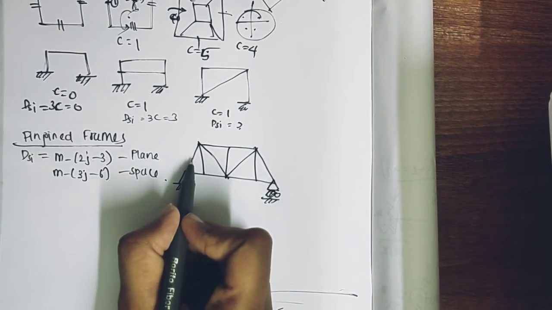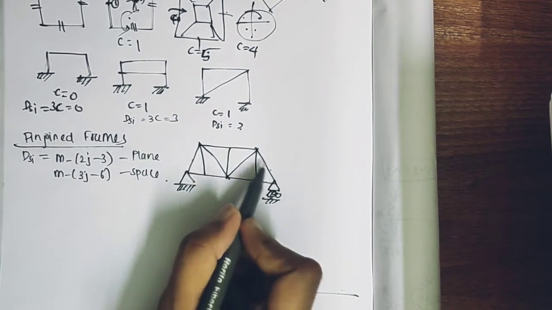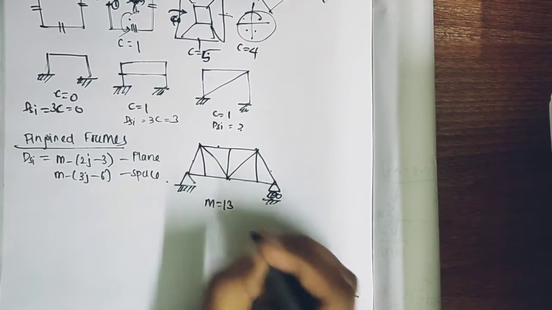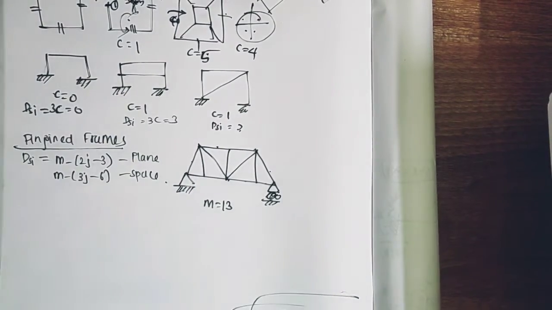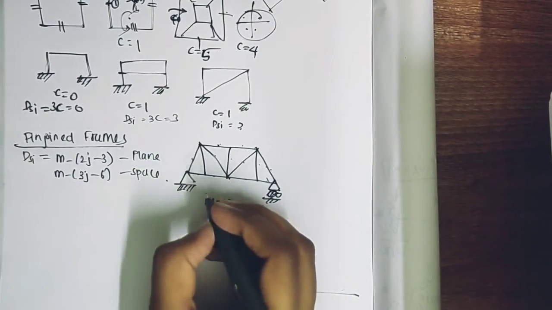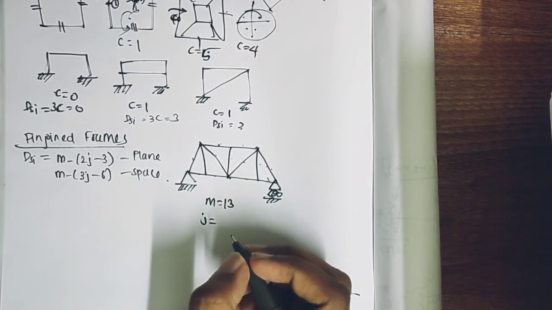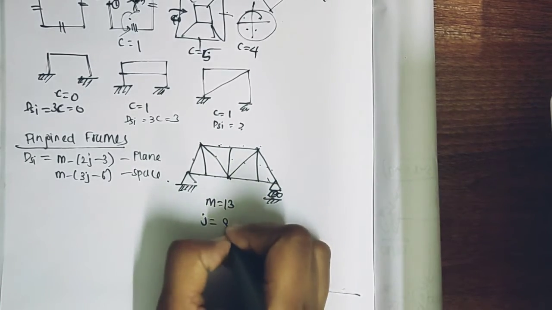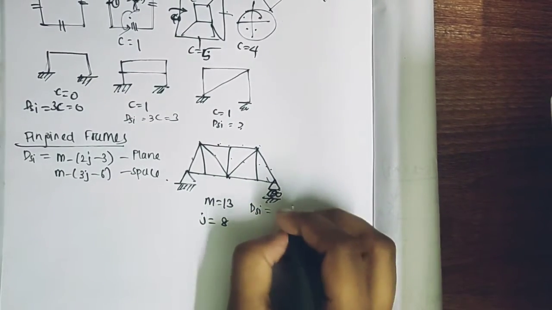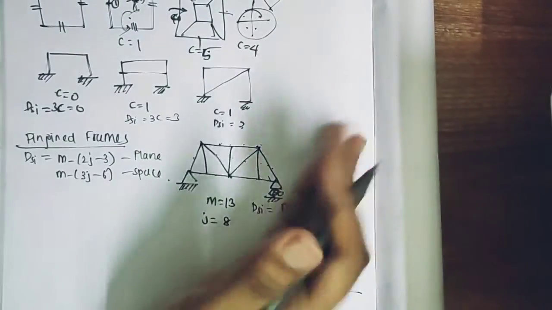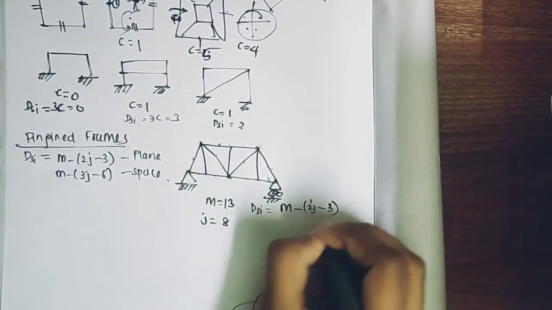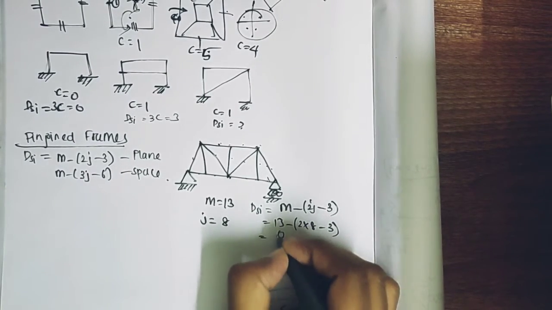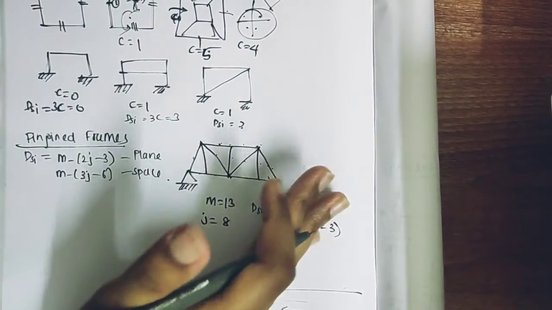Here, what is the number of members? 1, 2, 3, 4, 5, 6, 7, 8, 9, 10, 11, 12, 13. So the number of members is 13. And the number of joints is 1, 2, 3, 4, 5, 6, 7, 8, so 8 joints. This is a plane frame, right? So M minus 2J minus 3, that is 13 minus 2 into 8 minus 3, and you get 0. So this is an internally determinate structure.